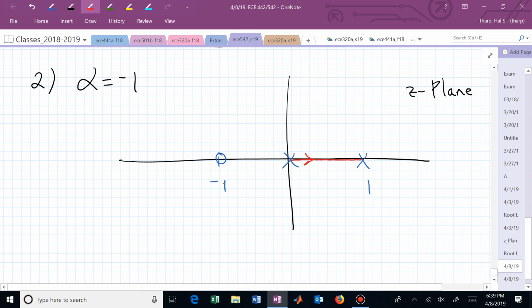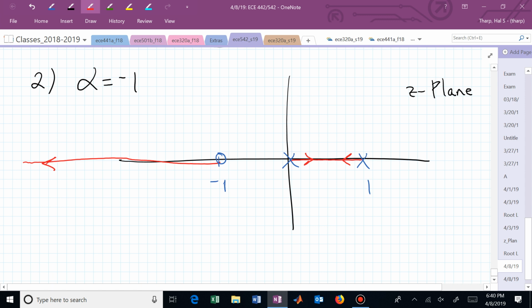How many branches do we have of our root locus? 2. Which real line segments belong to the root locus? I've already given you one answer. Now it has to be less than negative 1. What's our pole zero excess? 1.